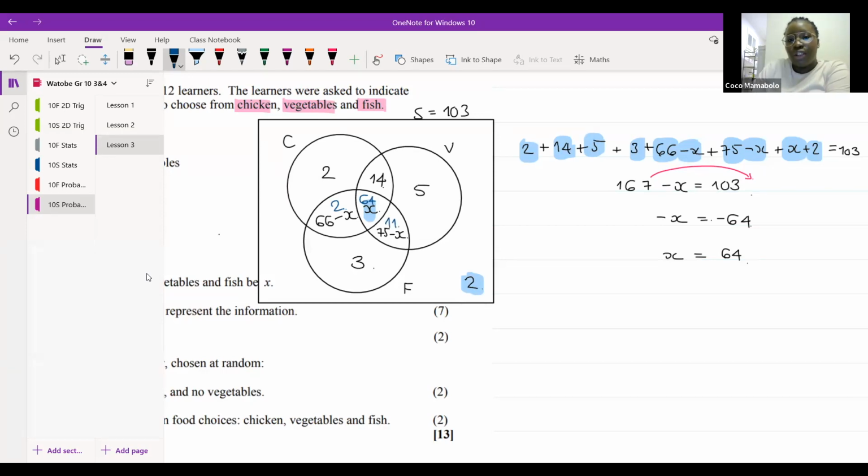Good. So let's add up all of these numbers that we've just put here and see if they actually do give us 103. Okay, so we're going to take 2 plus 14 plus 5 plus 2 plus 64 plus 11 plus 3 plus 2. Guys, give me a thumbs up in the chat if it all adds up to 103. Yes, it does add up to 103.